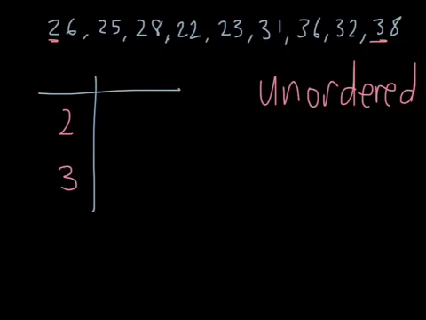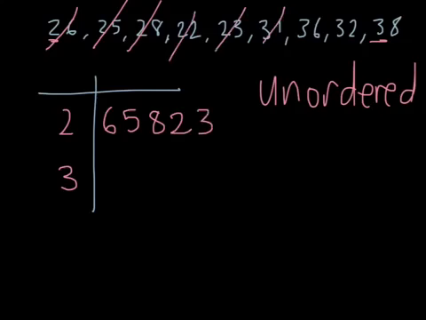The way that I do that is I start with my first number, 26, and I put it in the 20s column. Then I do the 5, then I do the 8, then I do the 2 and the 3, and I mark them off as I do them. At this stage, I'm not worried that these aren't in order, because once I've done an unordered stem and leaf plot, I'm now going to quickly and easily transfer them to an ordered one.